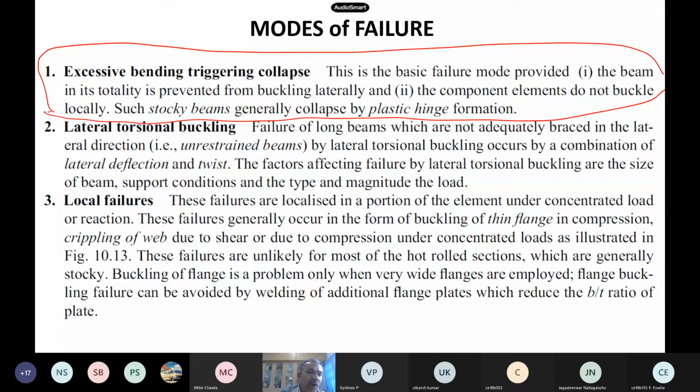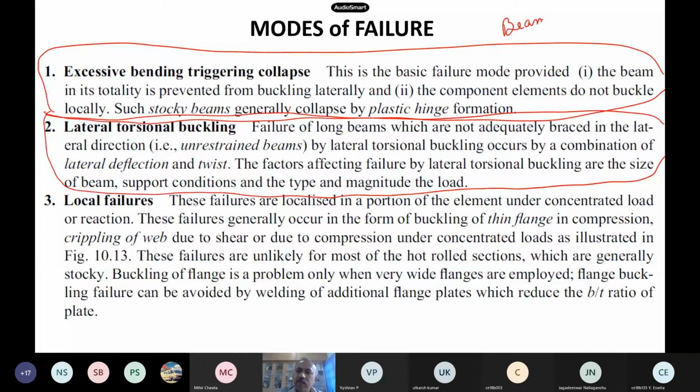Now we will see the second mode of failure, which is the most complicated. That is lateral torsional buckling. Now before going, I will ask you, can beams buckle? You would have studied in mechanics that only columns will buckle. Whether a beam can buckle? Can a beam buckle? Yes, sir. Why?